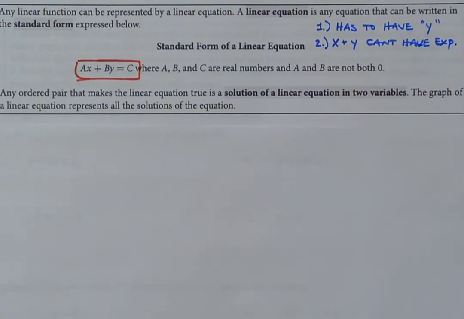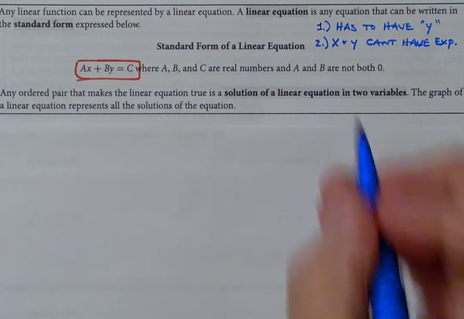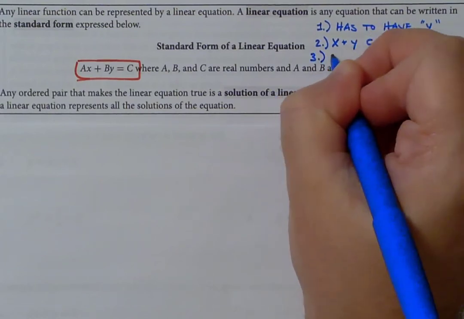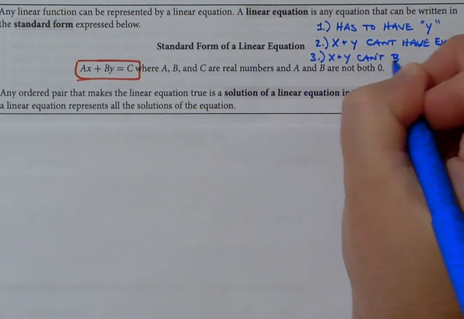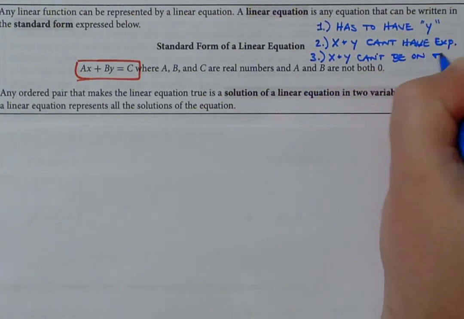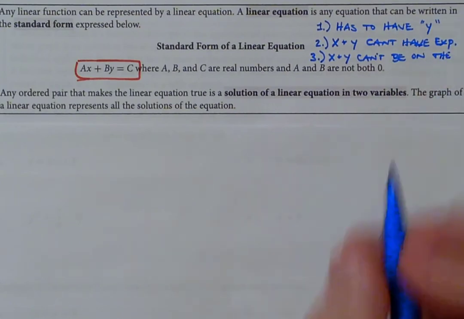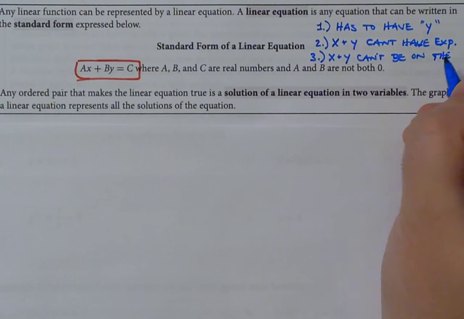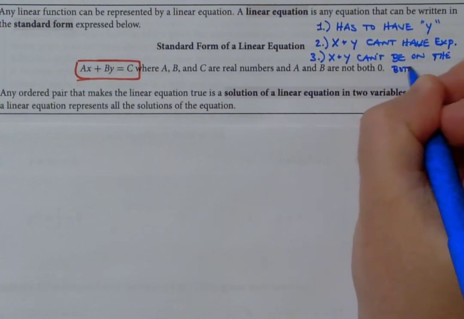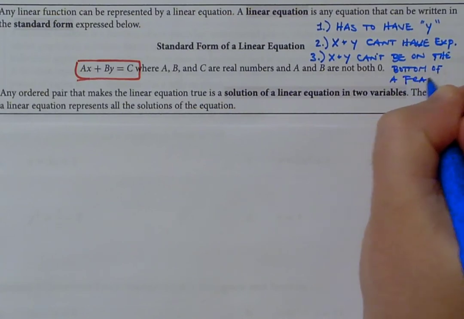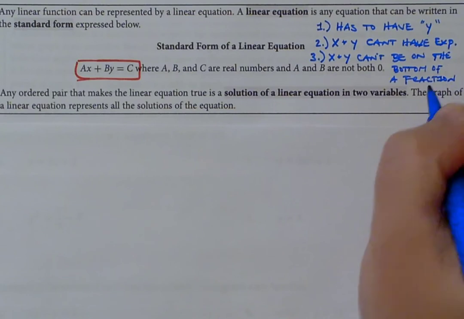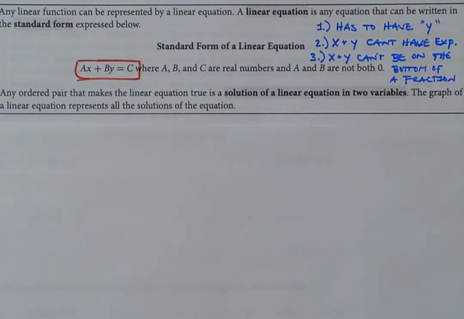So they cannot have an exponent, so it cannot be x to the power of 2, y to the power of 2, to the power of 3, 4, whatever. They cannot have an exponent. And then lastly, x and y can't be on the bottom of a fraction. So I know that one kind of goes on for a little bit. But those are the three things that you need to look for.